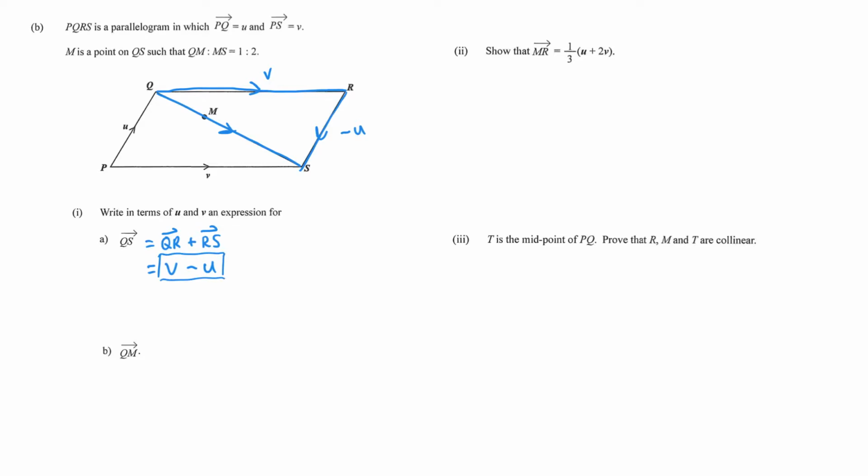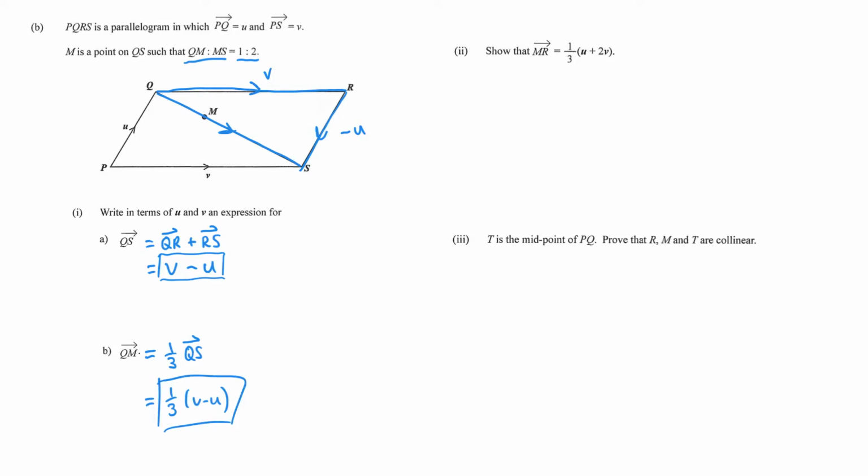In part B, we want to express the vector QM in terms of U and V. Since the segment QM is a portion of the line segment QS, we know that the vector QM is some scaling of the vector QS. So it's some scaling of V minus U. We are told that the ratio of QM to MS is 1 to 2. This tells us that QM is 1/3 of QS and MS is the remaining 2/3 of QS. So that keeps our ratio 1 to 2. So again, we have QM equals 1/3 of the vector QS. Since QS is expressed as V minus U, we can write QM as 1/3 of V minus U.